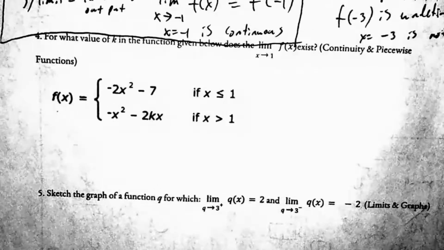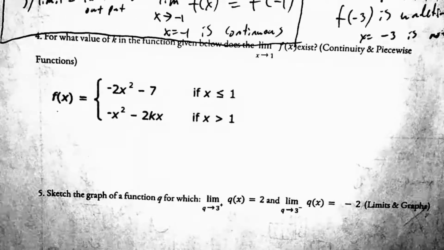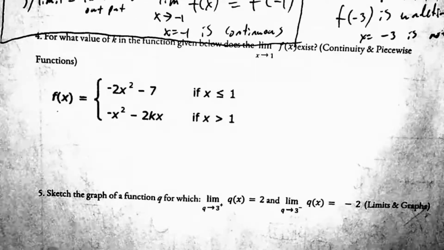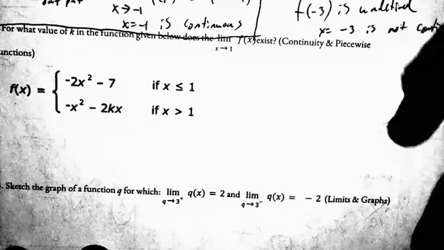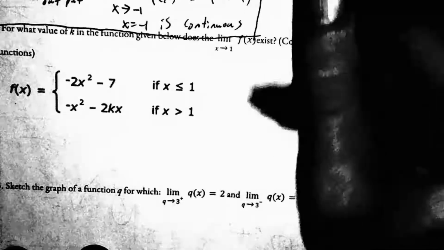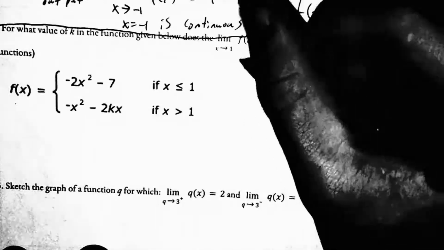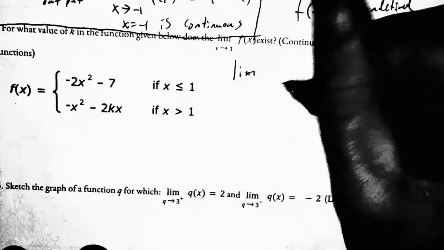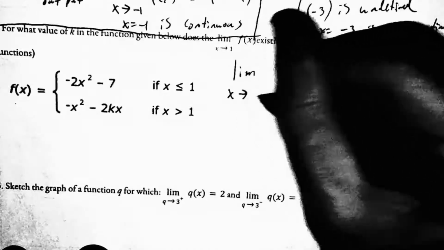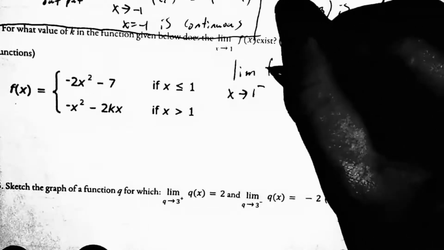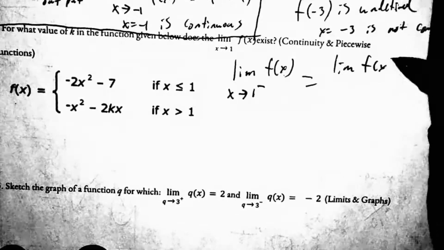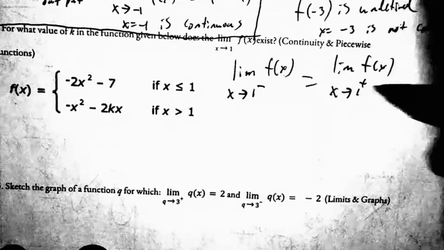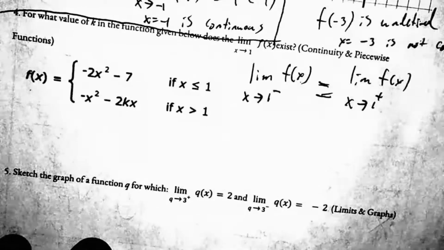Okay. Number 4. For what value k is the function below, does the limit as x approaches 1 exist? We haven't spent a lot of time on this in class. In fact, maybe one of my classes we haven't covered this, but this has been in your homework. We know a limit exists, important information to memorize, if the limit as x approaches 1 from the left of f of x, don't forget this part, f of x, equals the limit of f of x as x approaches 1 from the right. If these are equal, the limit exists.